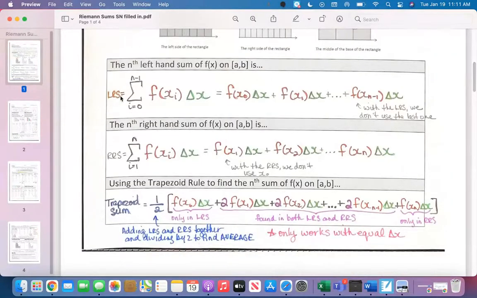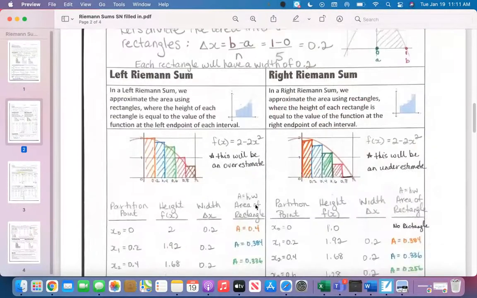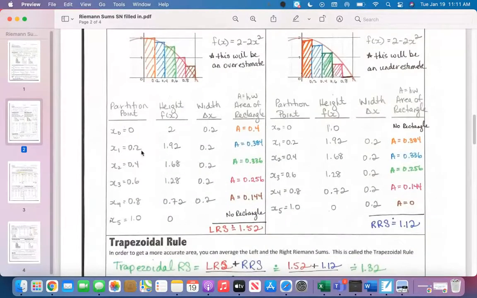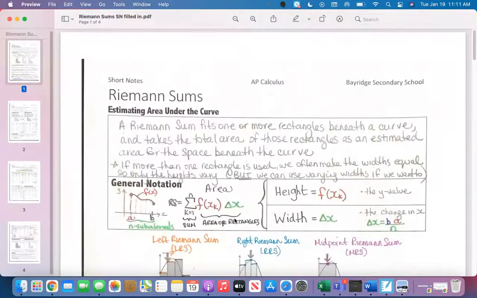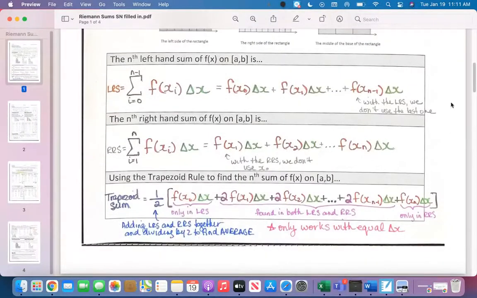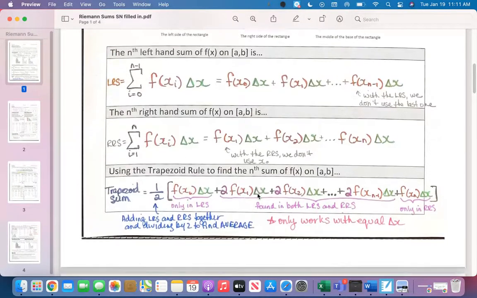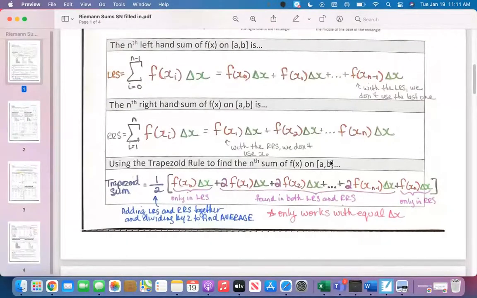So this is the formal notation that we use to represent what we just did here in our charts, using more common sense and that idea of area just being length times width, or height times width, depending on how we're talking about it. So hopefully that helps you visualize what this notation actually means, because that's half the battle, just understanding what the notation means.